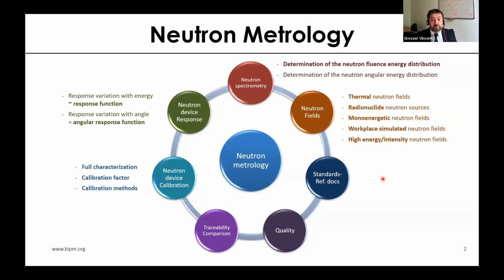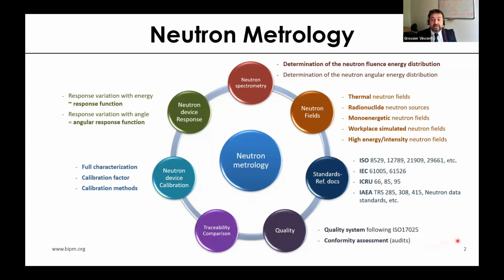It will depend on the neutron fields, which could range from thermal neutron fields up to high energy or high intensity pulsed neutron fields. You will have to deal with a lot of standards and with some quality issues in order to be able, in the end, to go to different kinds of quantities, international comparisons, CMCs, and all these things.